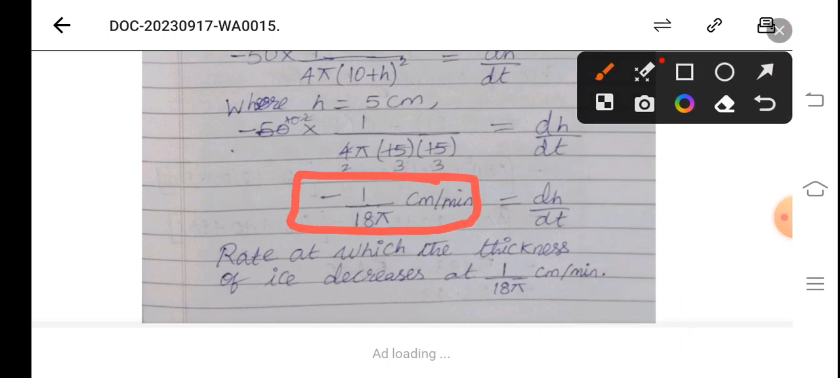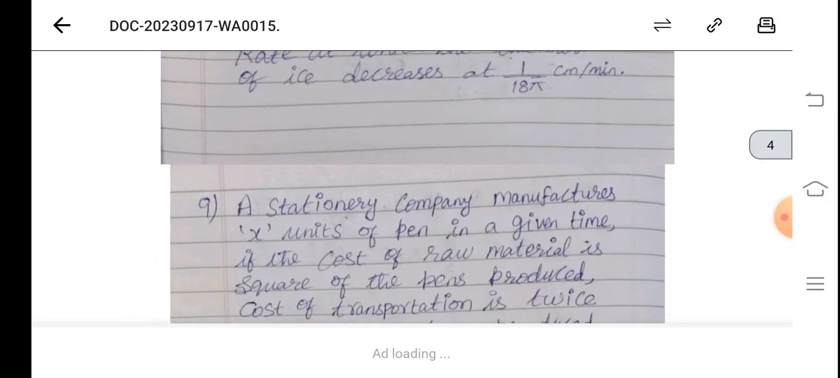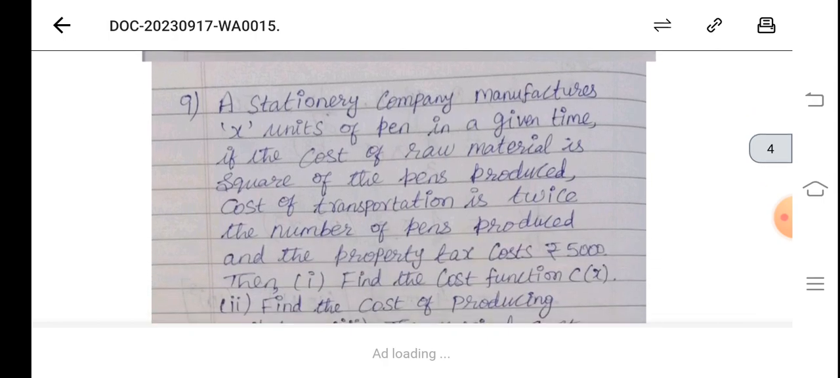As we always said, in the last sum also, since you are getting a negative answer, you should write it as decreases and write the value as positive. So it decreases at 1 by 18 pi. In the question also they said decreases at 1 by 18 pi. When you are writing the value, you should write minus 1 by 18 pi. Clear, children? Any doubts, you can ask. Go for the next question.